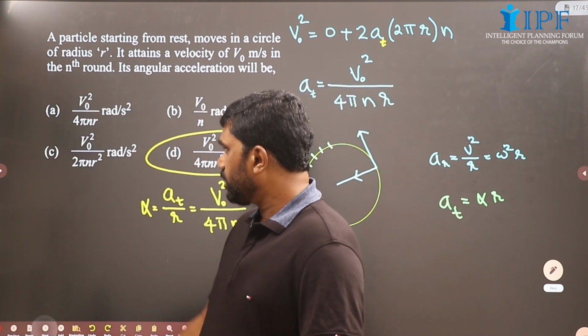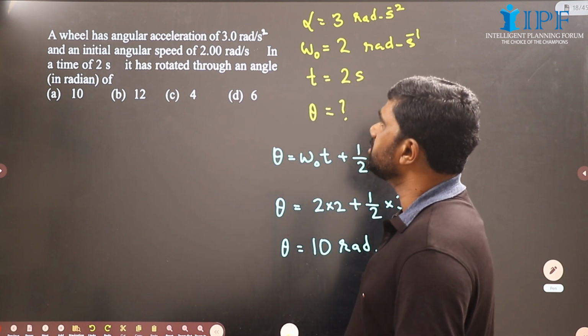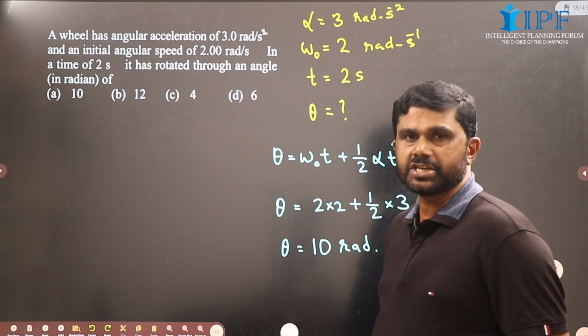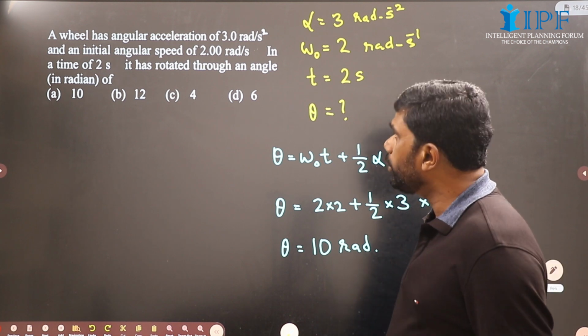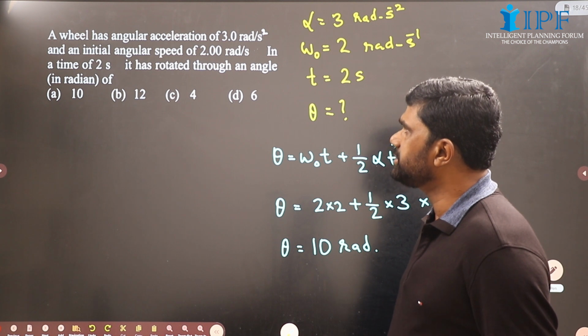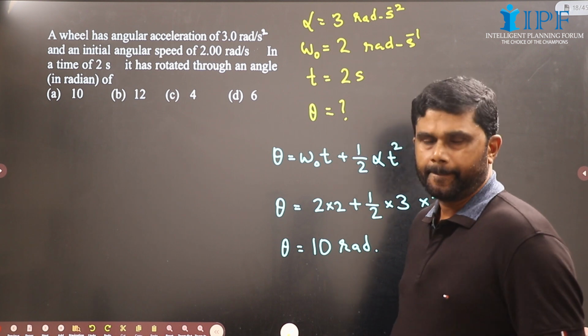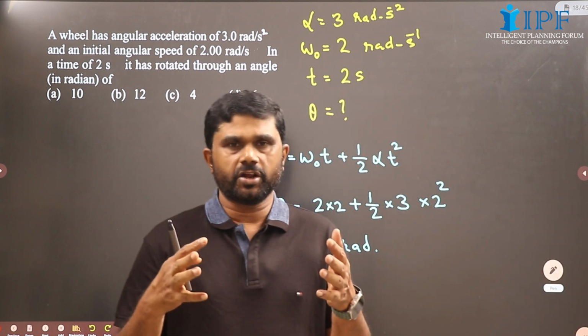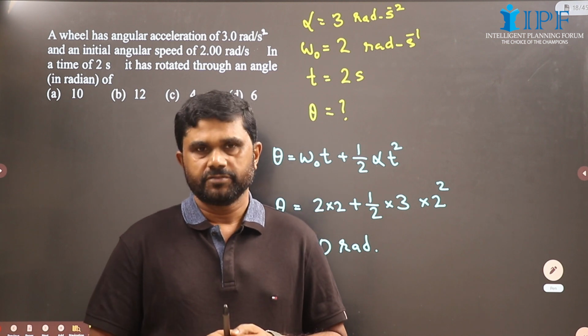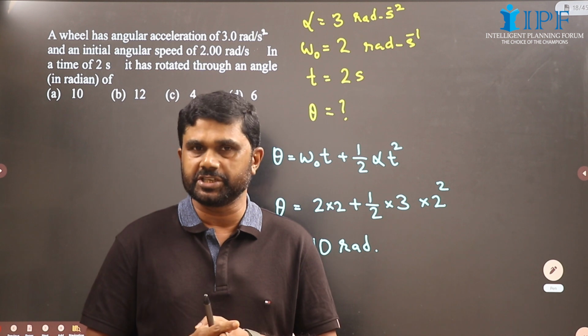Now let's see what we have next. A wheel has an angular acceleration of 3 radians per second square and an initial angular velocity of 2 radians per second. In a time of 2 seconds, it has rotated through an angle. Initial angular velocity is given, angular acceleration is given, time is also given. We have to find the angular displacement theta.